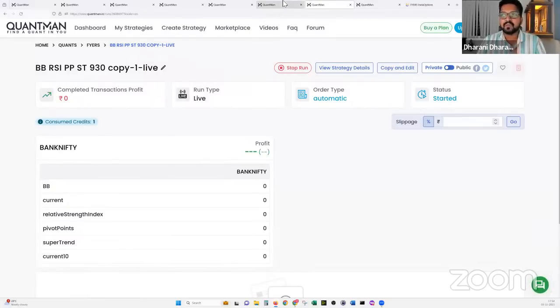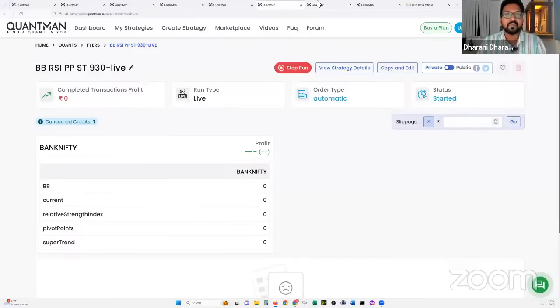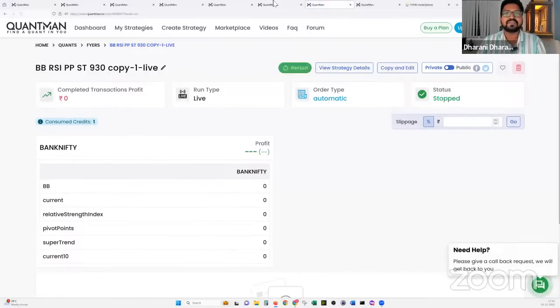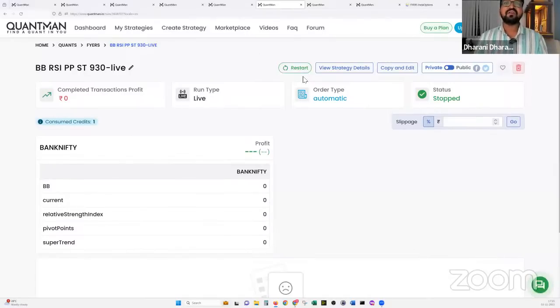If you want to stop this strategy, just click on stop run over here. Now this strategy will be stopped and it will not take trades on your trading account. And if you want to restart it, just click on restart. Then it will take trades on your trading account.